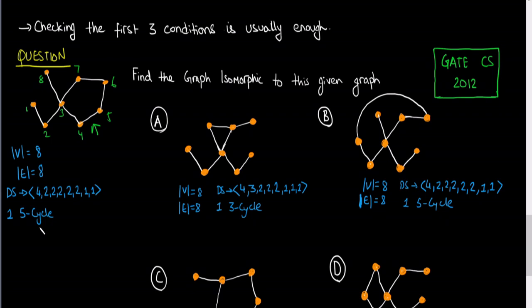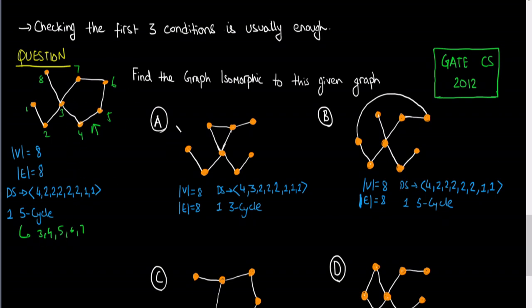I'll attach that banner on top, so go check that out if you don't know what a degree sequence is. Next up, I listed down what all cycles I have in my graph. So I've got one 5 cycle, and this 5 cycle is made up of vertices 3, 4, 5, 6, 7. So joining them, I've got my 5 cycle, as you can see.